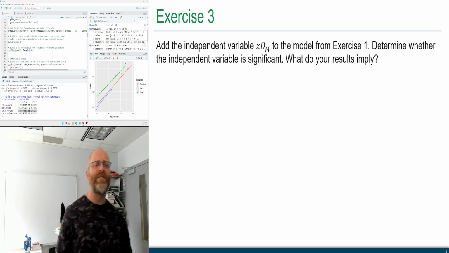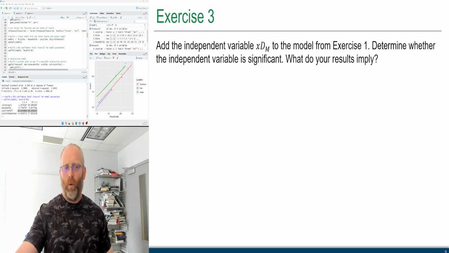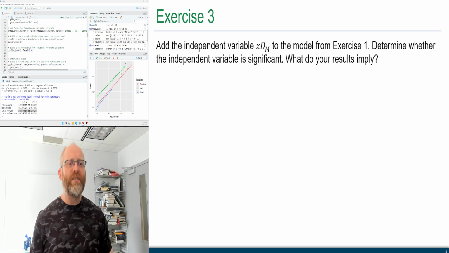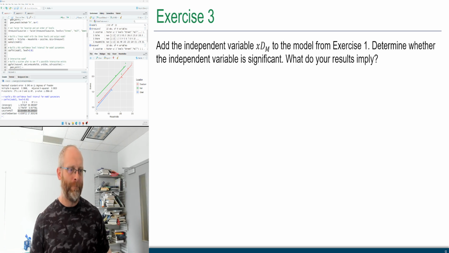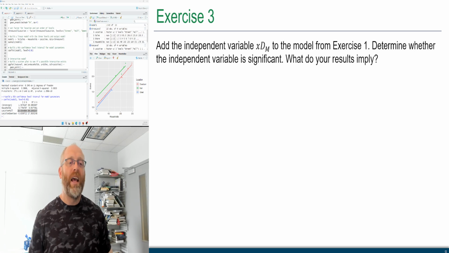All right, so let's work through an exercise here. What do we want to do in this case? We want to add the independent variable x sub dm. So again, we're only going back to our two levels. So we're going to look at street and we're going to look at mall. We're going to forget downtown even existed. So because I only have the two levels, I have an x dm. So the x again is my numerical variable. Dm is my dummy variable there. So we're going to add that term to our model from exercise 1, and we want to determine whether or not the variable is significant. What do your results imply?